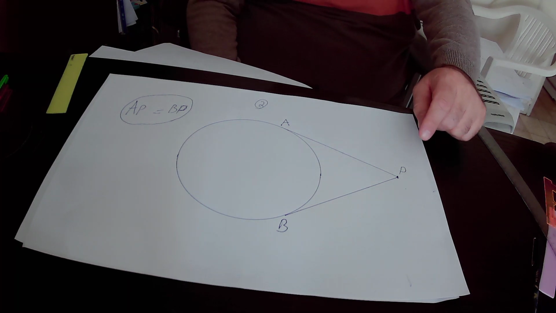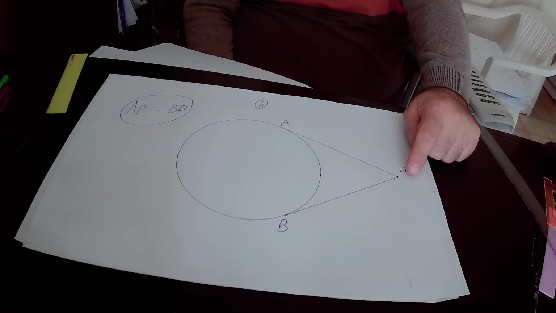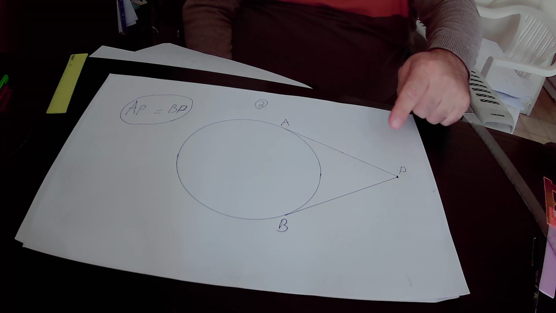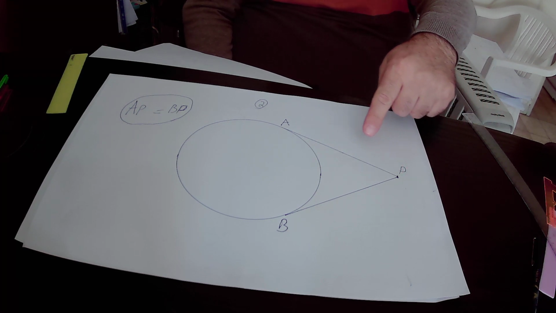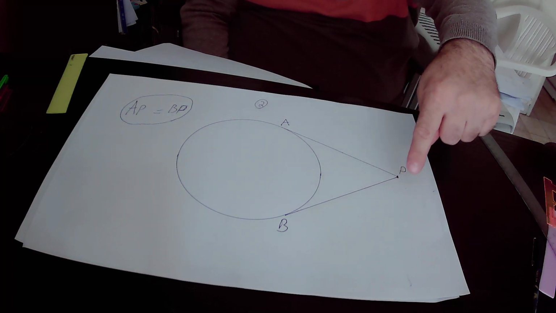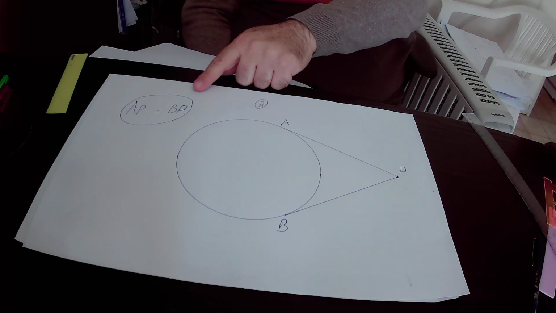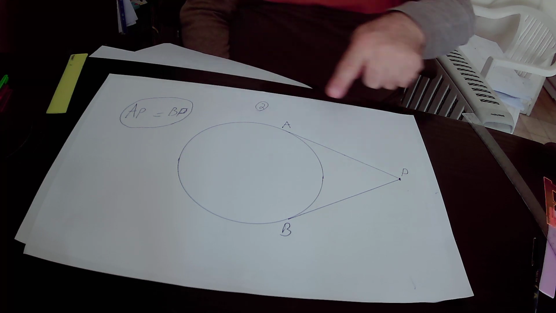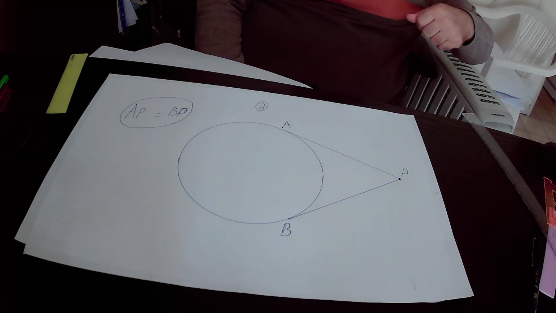So whenever you draw two tangents from a common external point to a circle, that is to say from point P, then the lengths of those two tangents will be equal to each other. The length of the first tangent is AP, the length of the second tangent is BP, and according to rule number 2, or the two tangents theorem, the lengths of those two tangents are equal to each other. That is to say, AP is equal to BP.